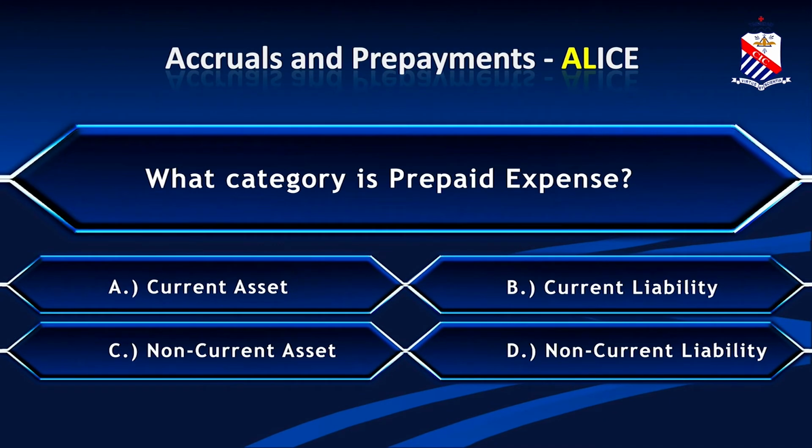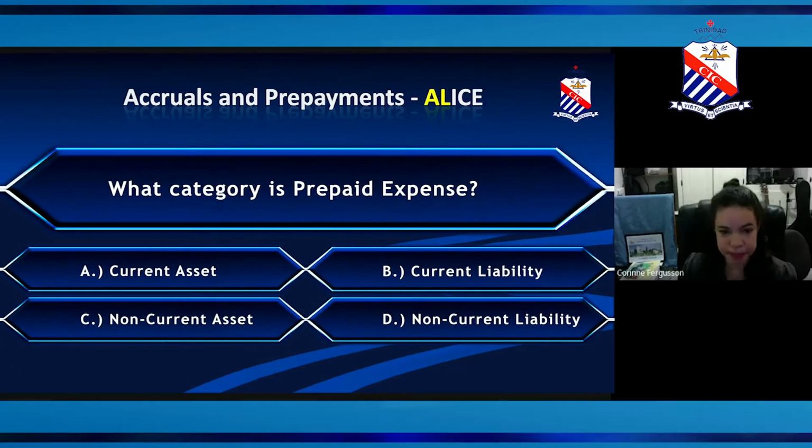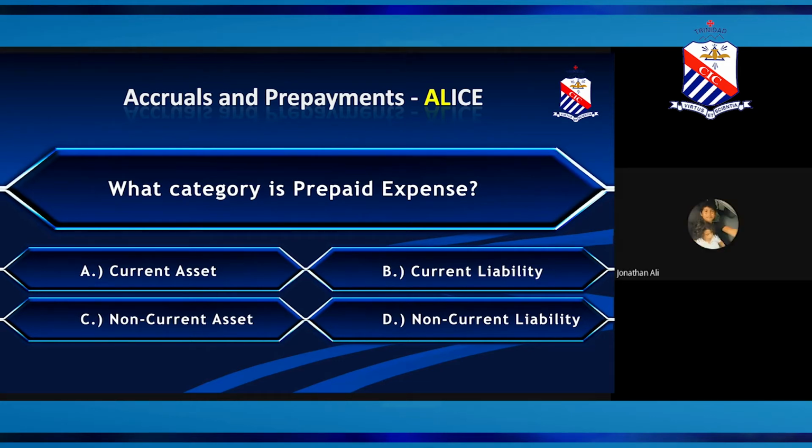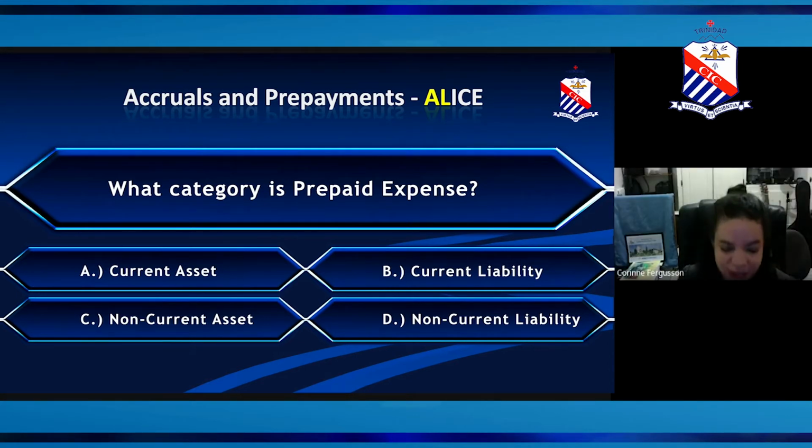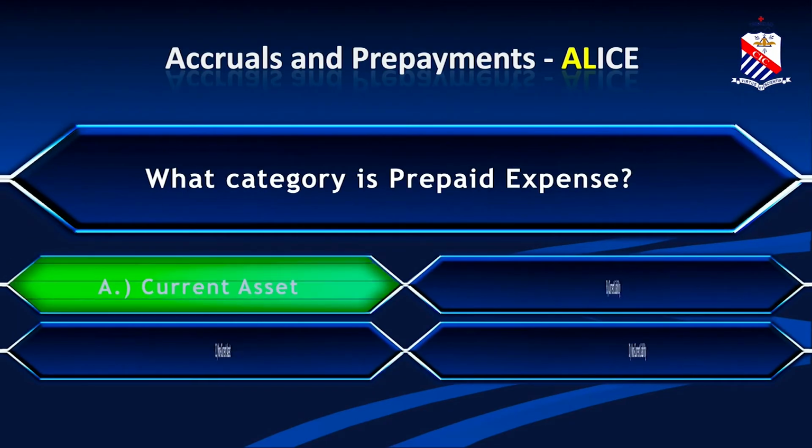So let's start with the first one, accruals and prepayments. What category is prepaid expense? Anybody going to help me out with this, or are we just not going to have any fun with you all answering? Current asset. Thanks. I have more than one person and I wish I could see who it is. All right, you're saying prepaid expense, current asset. Very good. Started easy.